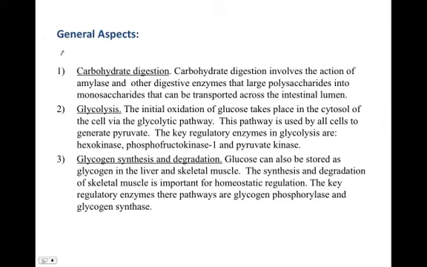So in general, we'll look at carbohydrate metabolism starting from carbohydrate digestion. Carbohydrates are approximately 50 to 60% of the average American diet, so they're a large component.